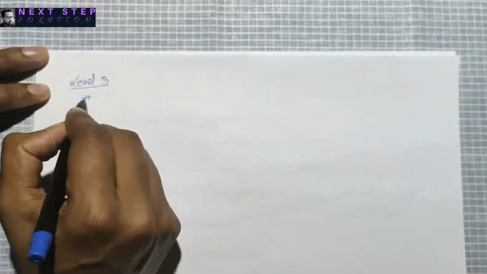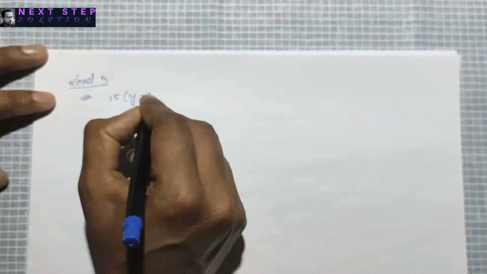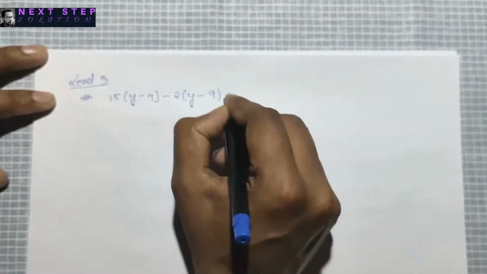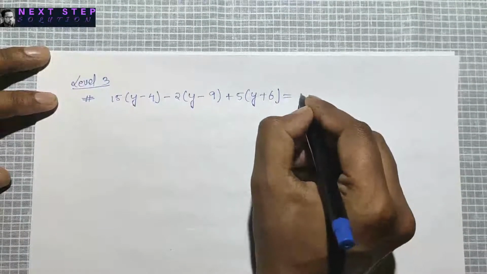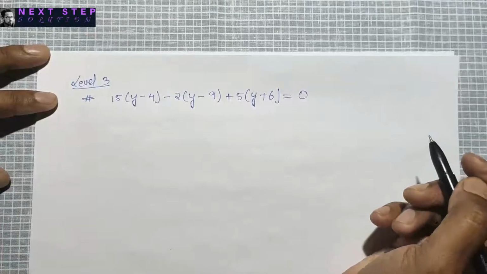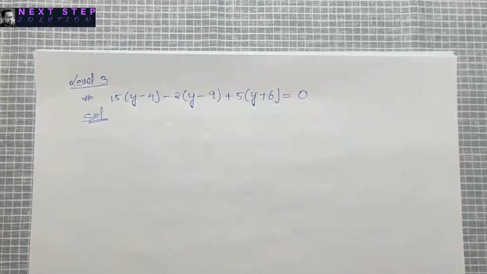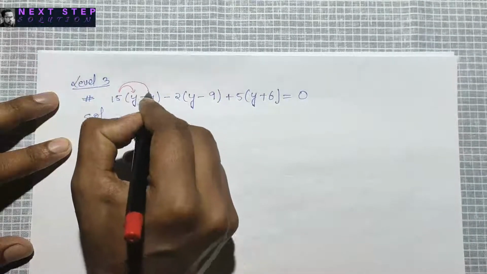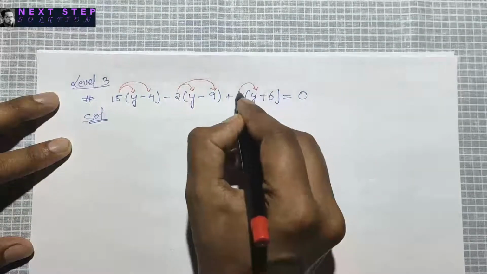Suppose the question is in this form, wherein we don't have anything on the right side, everything is on the left side. Say like, suppose we have 15 times y minus 4, minus 2 times y minus 9, plus 5 times y plus 6, equals to, say, 0 on the other side. We don't have any other number. Now what we need to do here, we need to first work according to BODMAS. We'll remove the bracket by multiplying this 15 with both the numbers, this 2 with both the numbers, and this 5 with both the numbers.